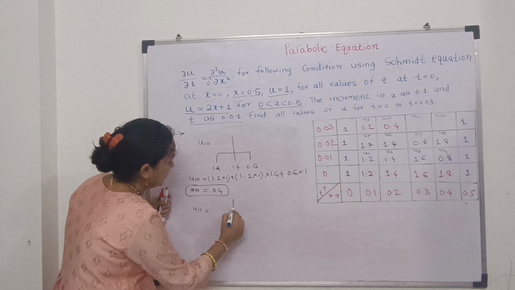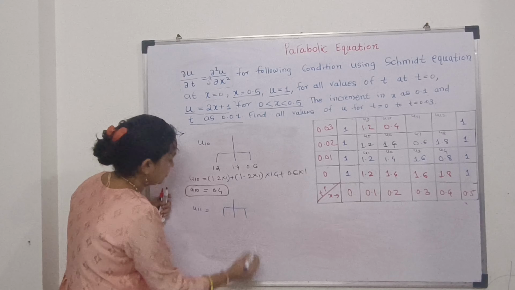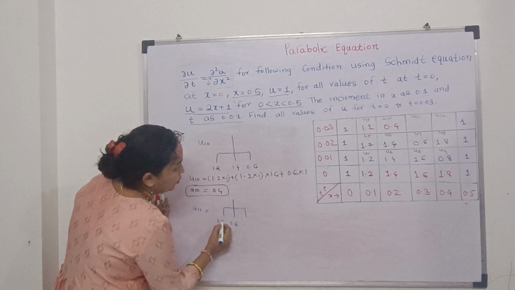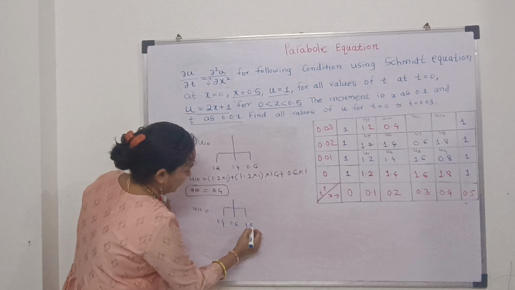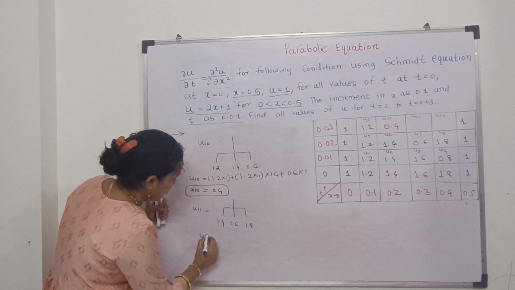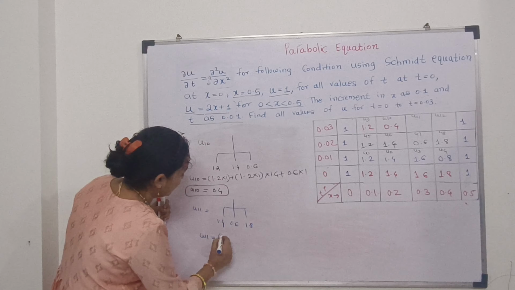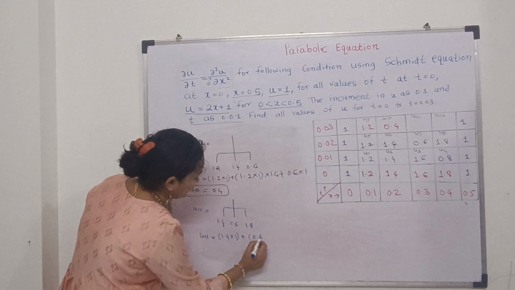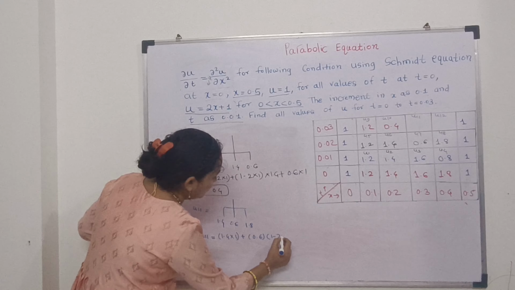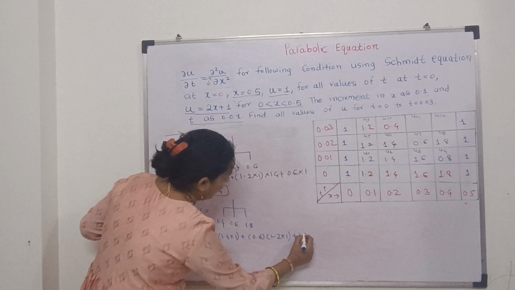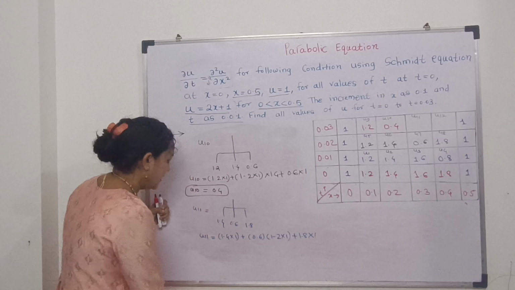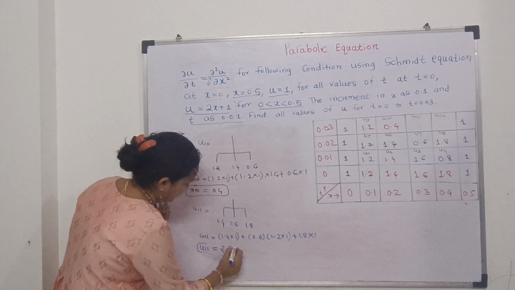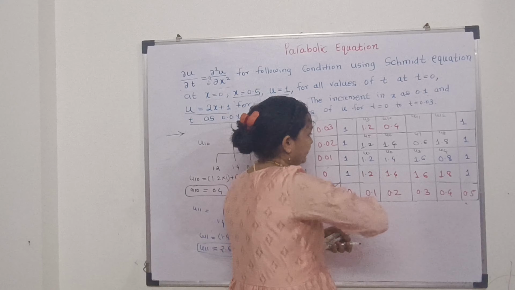U11. Again in the same manner, the respective middle values of this U10 become 0.6, 1.4 and 1.8. So you can calculate this U11 as 1.4 multiplied by 1 plus 0.6 into 1 minus 2 multiplied by 1 plus 1.8 multiplied by 1. So this value becomes 2.6. So U11 becomes 2.6.